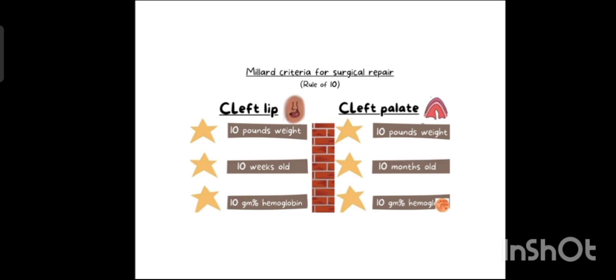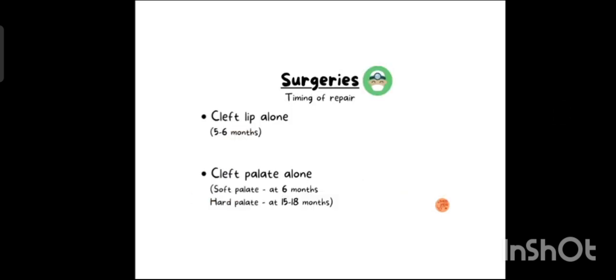Millard's criteria for the surgical repair, also known as the rule of 10. For cleft lip, the weight should be 10 pounds, age should be 10 weeks, and hemoglobin should be 10 grams. And for cleft palate, the weight should be 10 pounds, age should be 10 months, and hemoglobin should be 10 grams. Timing of repair: cleft lip alone 5 to 6 months; cleft palate alone, for soft palate it is 6 months, for hard palate it is 15 to 18 months.